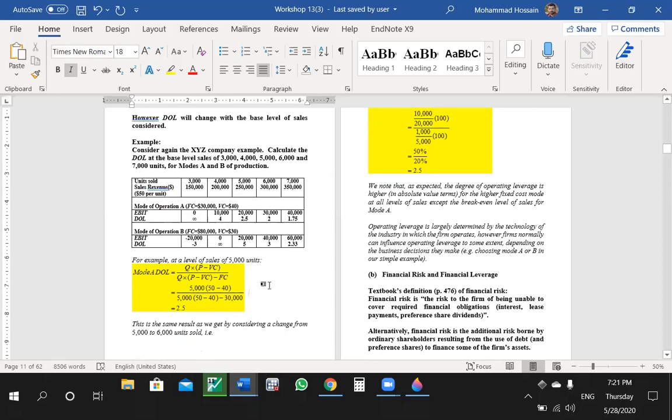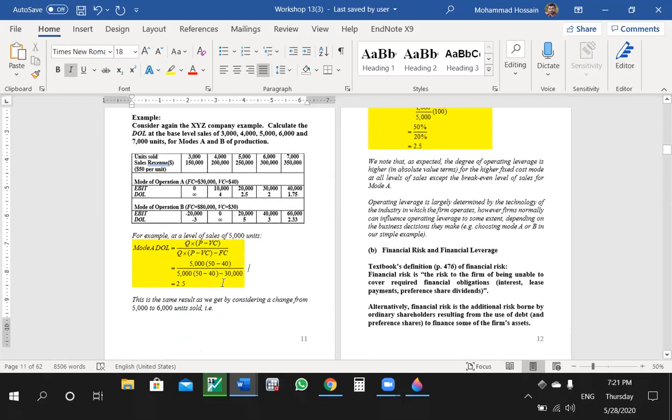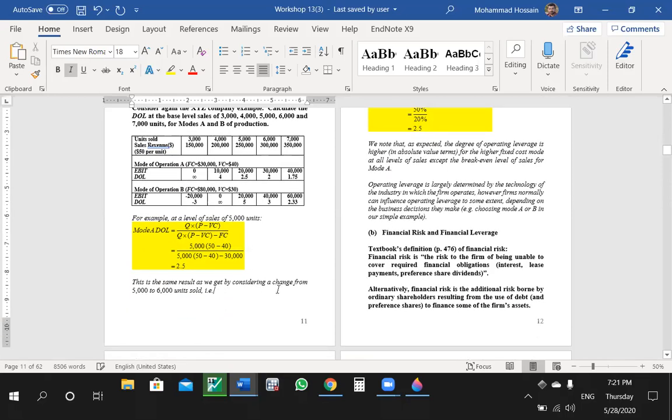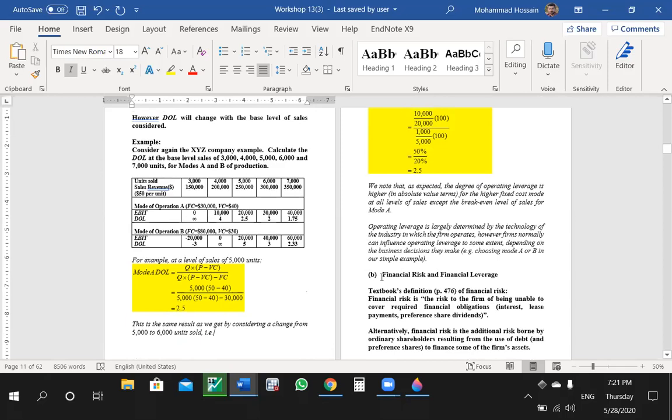So there are 5,000 units. We know P minus VC: price is 50 and variable cost for model A is 40. They did one example and showed you how they did it.